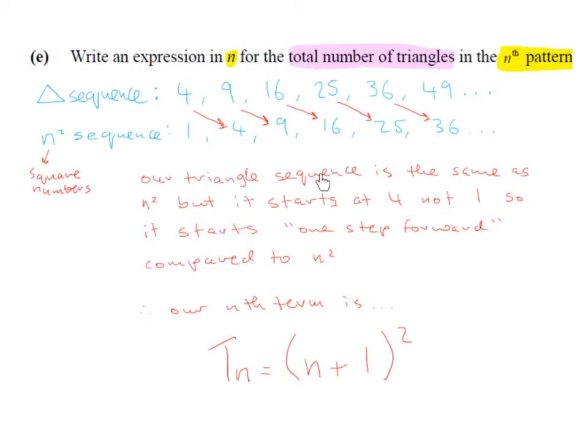So our triangle sequence is the same as n squared. So our sequence at the top is the same as n squared underneath it, but it starts at 4 and not 1. So it starts one step forward compared to n squared. Therefore, our nth term is n plus 1 squared. So it starts one step forward, so it's n plus 1. So Tn, the nth pattern, is n plus 1 squared.